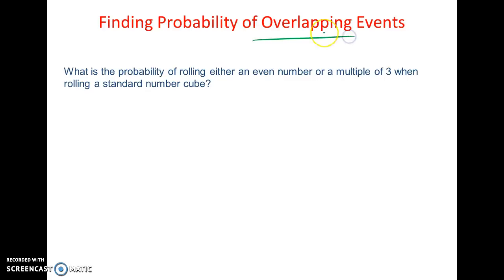Okay, so next one, probability of overlapping events. What is the probability of rolling either an even number or a multiple of 3 when rolling a standard number cube? Now there is a formula for this, but it is easier if you write it out. Probability of rolling either an even number or a multiple of 3. So we've got a standard number cube. 1, 2, 3, 4, 5, 6. Those are my options when I roll.